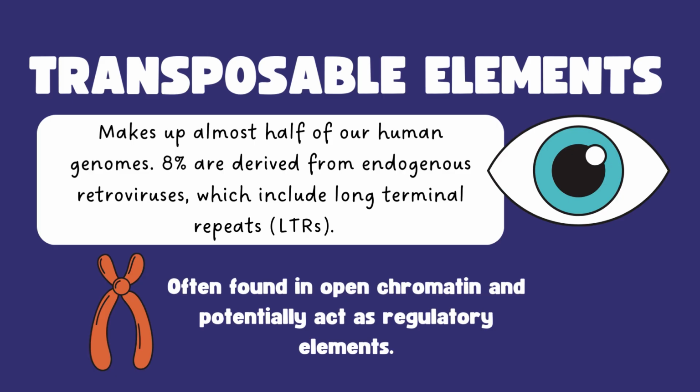So, transposable elements make up almost half of our human genome, with 8% derived from endogenous retroviruses, which include long terminal repeats. These long terminal repeats are often found in open chromatin and potentially act as regulatory elements.